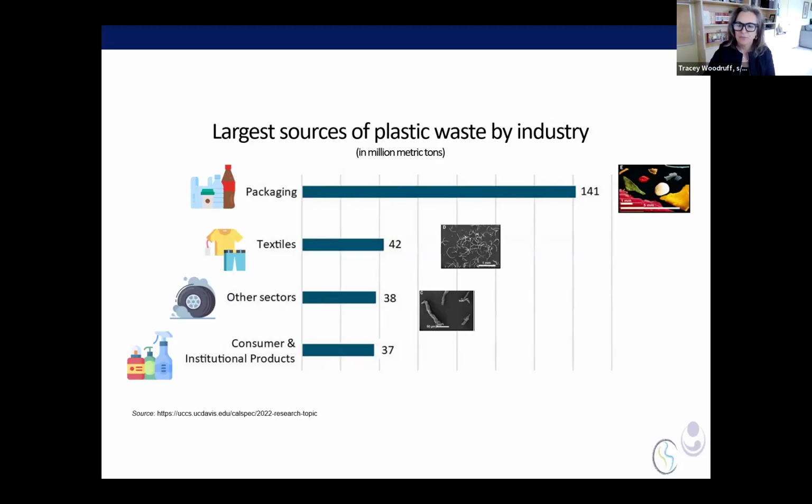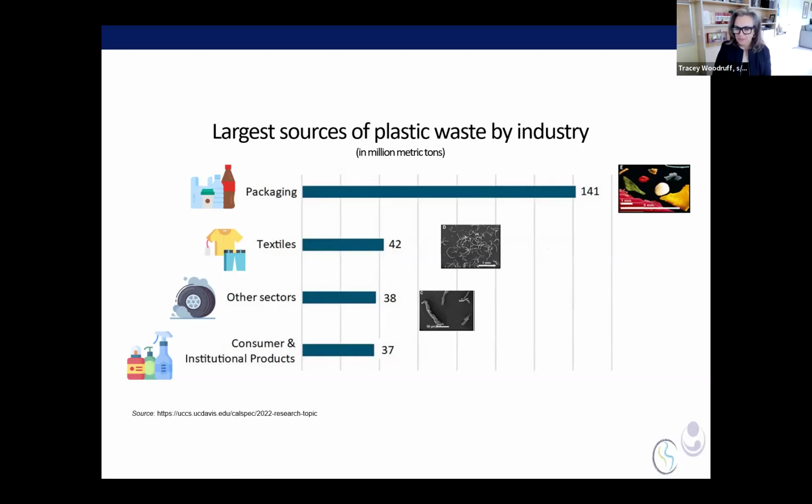And I also wanted to point out that based on where the microplastics are coming from, they look different. So these are some images of microplastics measured from these different sources. And that's going to be also important when we're thinking about exposures.